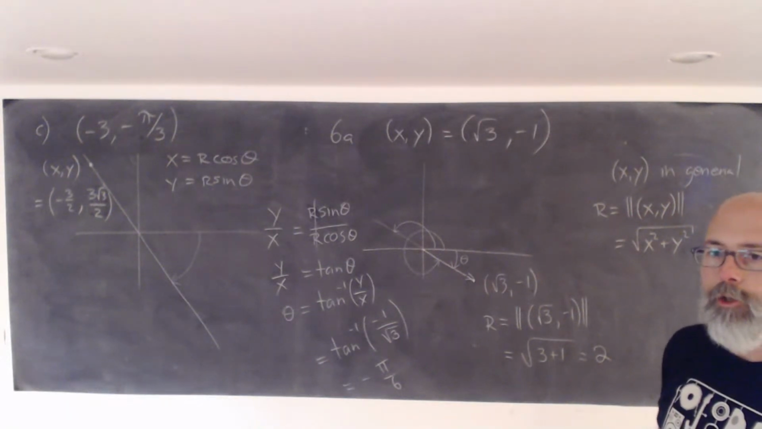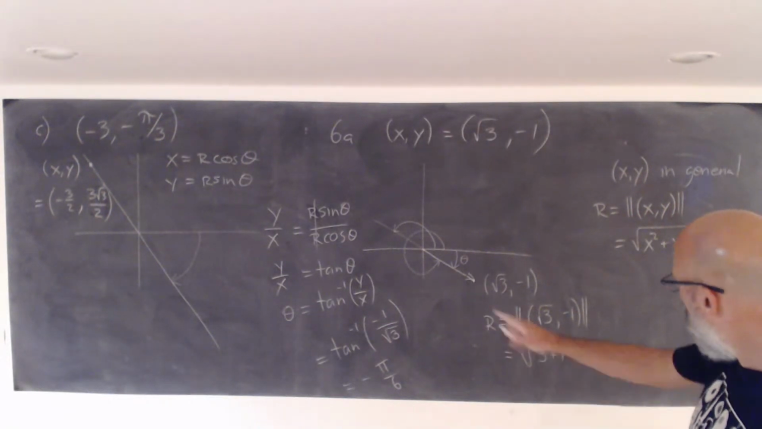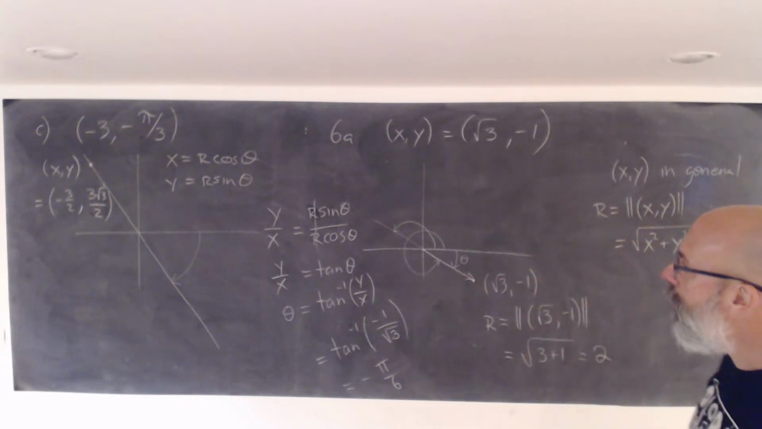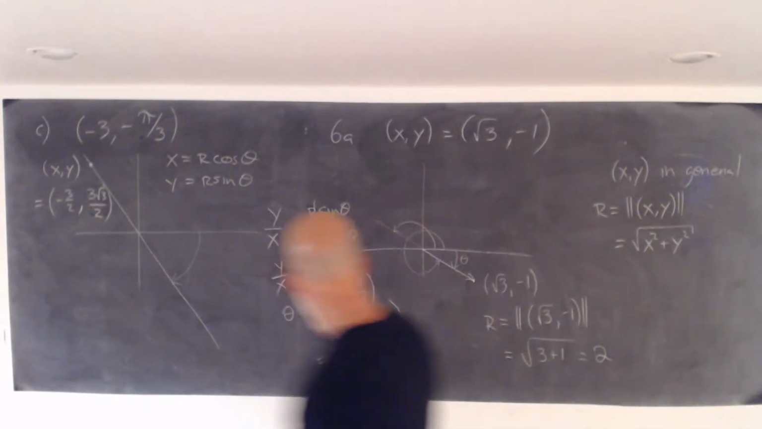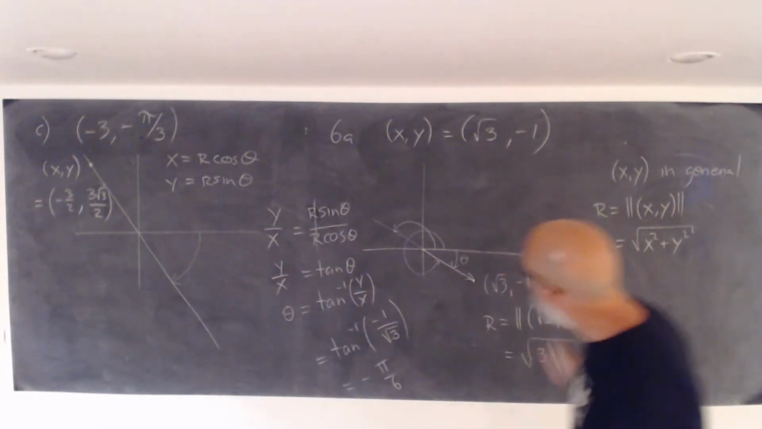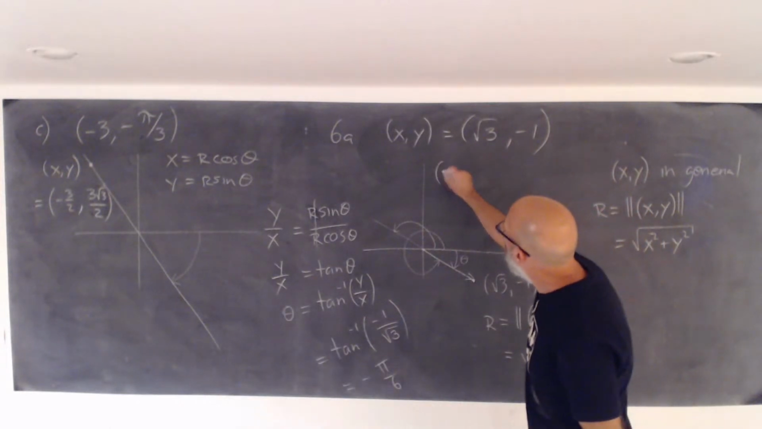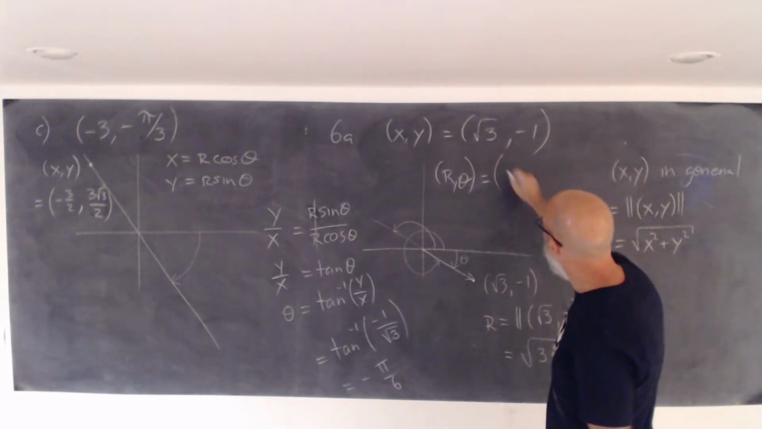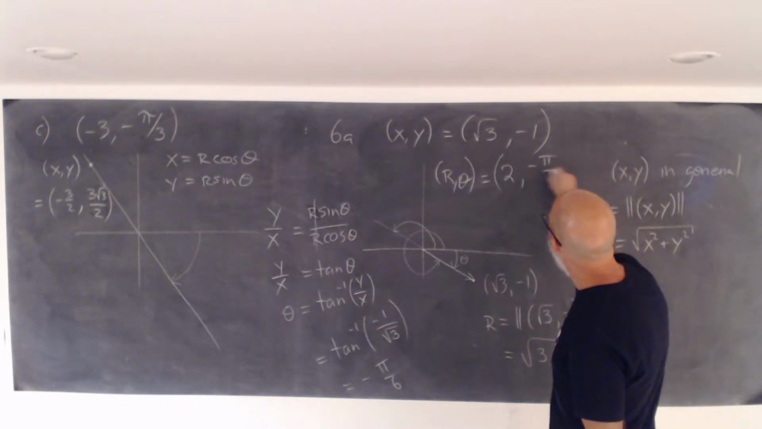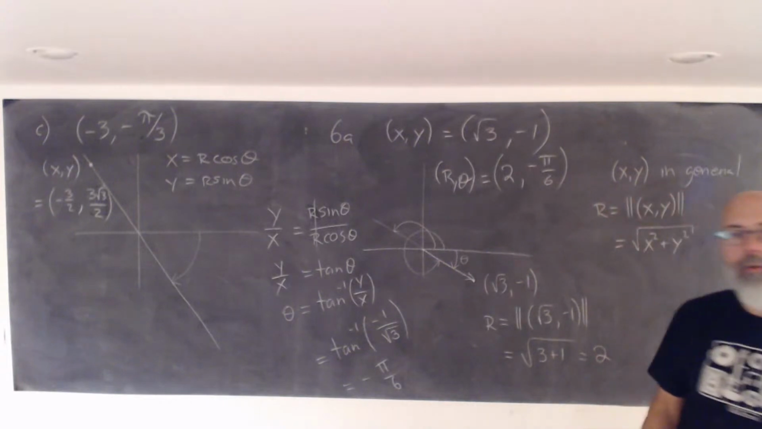Can you just use x to find theta? You can, since you already know what r is going to be. Absolutely. You can do that as well. There are many options, but what we're saying is r, theta, in this case, 2 and negative pi over 6 work fine.